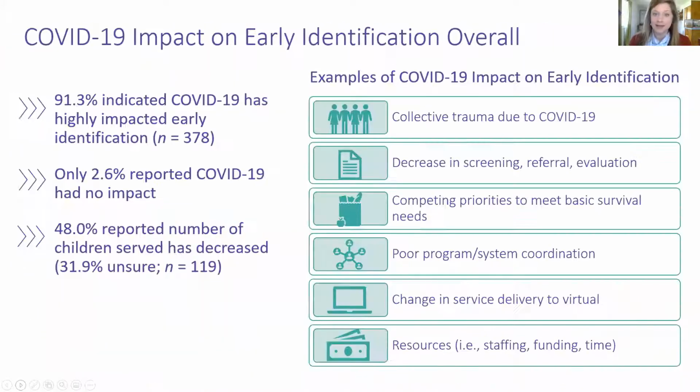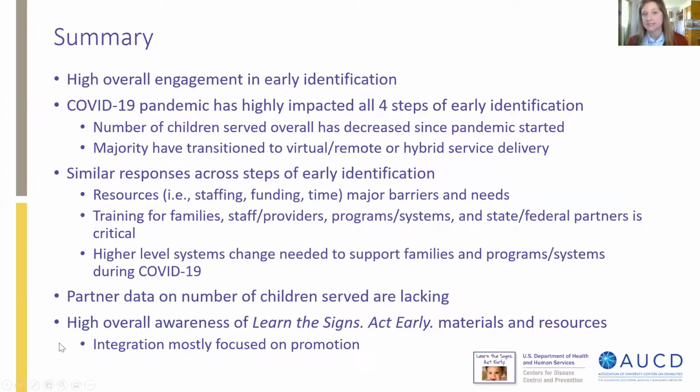And on the next slide, as far as COVID-19's overall impact on early identification, not surprisingly, over 90% reported that COVID-19 has highly impacted early identification, and almost 50% reported that the number of children served has decreased. So on the next slide, just as a summary, we found a high level of overall engagement in early identification across programs and systems.